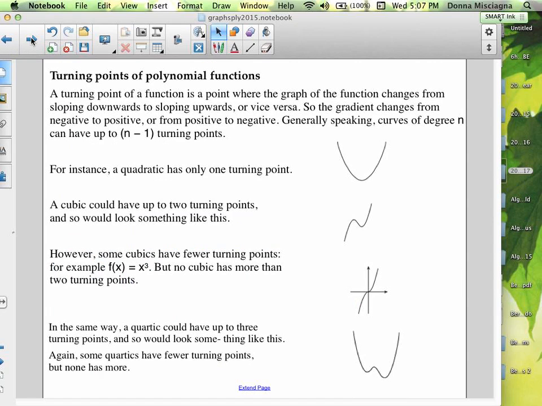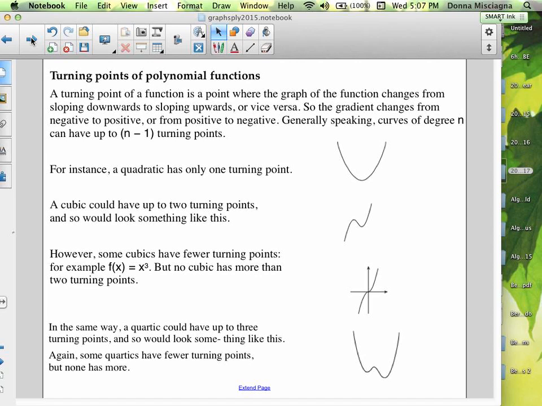Okay, so turning points of a polynomial. A turning point of a function is a point where the graph of a function changes from sloping downwards to sloping upwards, or vice versa. So the gradient changes from negative to positive, or from positive to negative. Generally speaking, curves of degree n can have up to n minus 1 turning points.